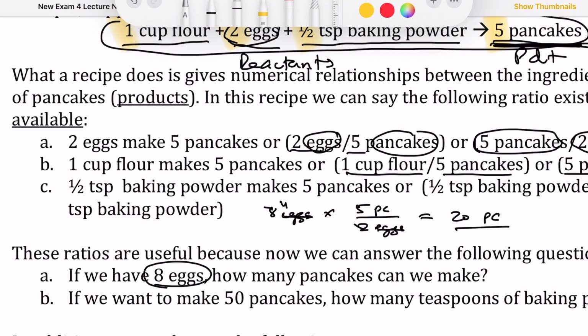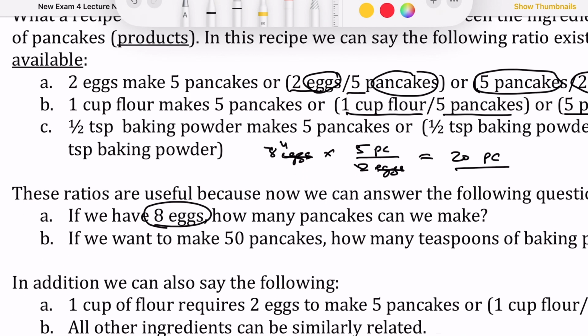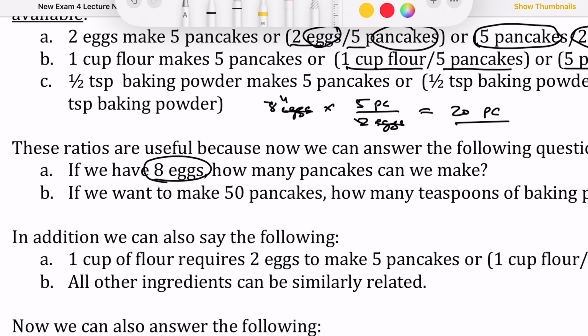So you can do it that way or you can just do it in your head. Most people probably will just do it in their head. If I say, hey, I have 8 eggs here, I have plenty of the other ingredients, how many pancakes can I make? You will just tell me it's 20. So it's not really that difficult to do these kinds of calculations. And in fact, this is exactly what you're going to be doing when you're dealing with chemical reactions.